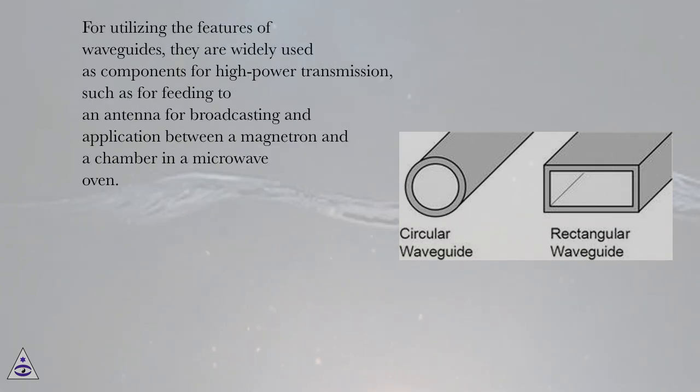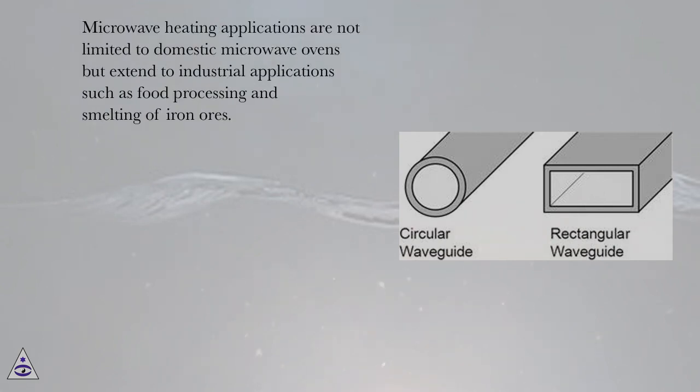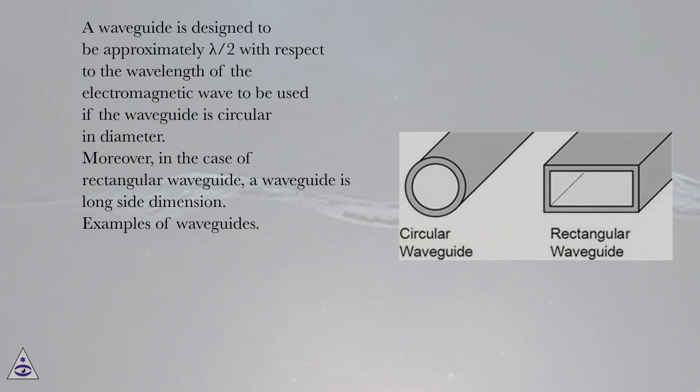For utilizing the features of waveguides, they are widely used as components for high-power transmission, such as for feeding to an antenna for broadcasting and application between a magnetron and a chamber in a microwave oven. Microwave heating applications are not limited to domestic microwave ovens but extend to industrial applications such as food processing and smelting of iron ores.